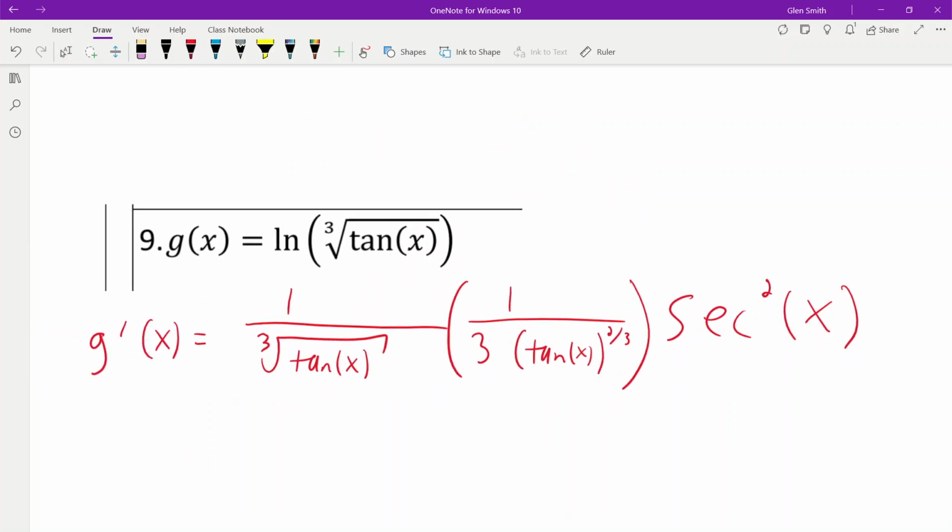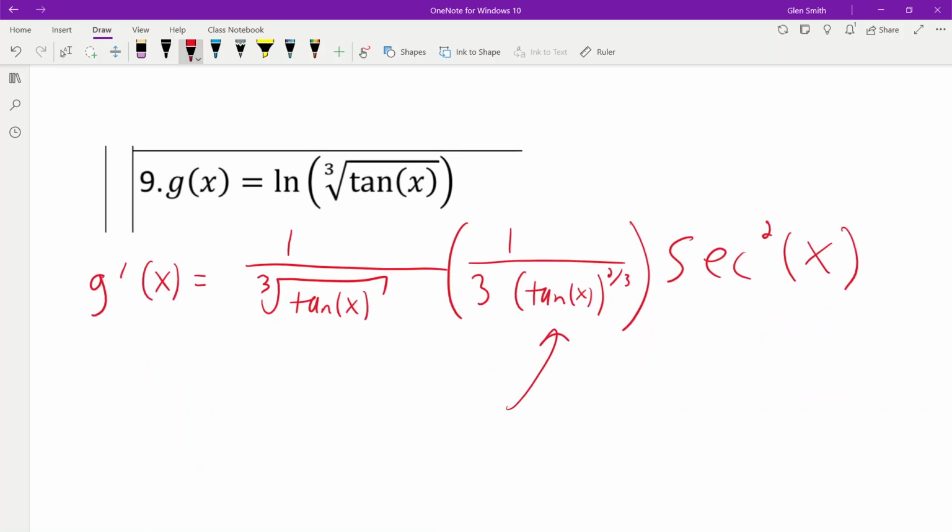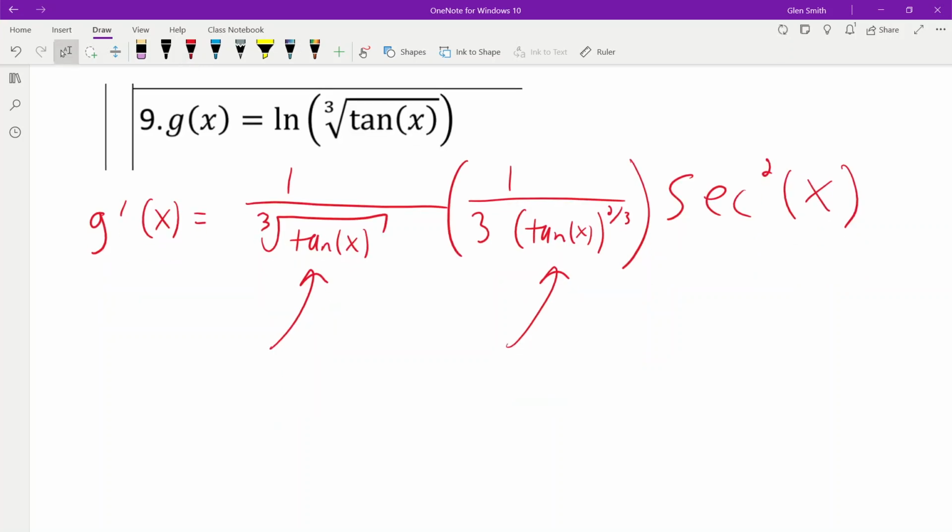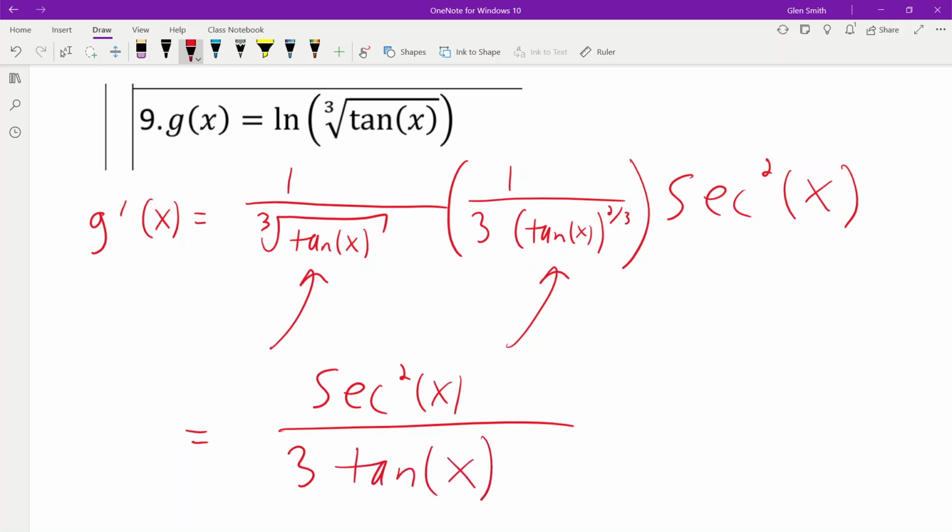Okay, now, something interesting. Well, we're going to simplify it. If you leave it like this right now, that's fine. But check this out. You see we have tangent to the 2/3 right here on the bottom, and we're multiplying that by cube root of tangent, which is tangent to the 1/3. You guys see that we have tangent to the 1/3 and tangent to the 2/3. They're being multiplied. So it's really tangent to the 3/3. So it's really secant squared on top over 3 tangent of x. Is really what that is.